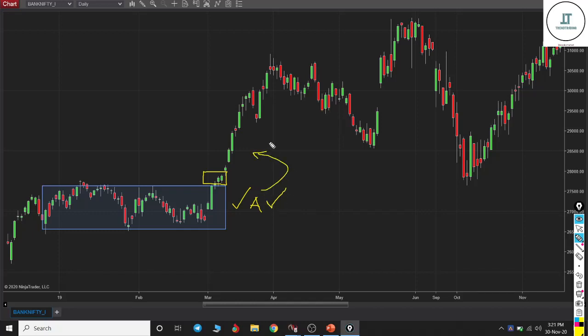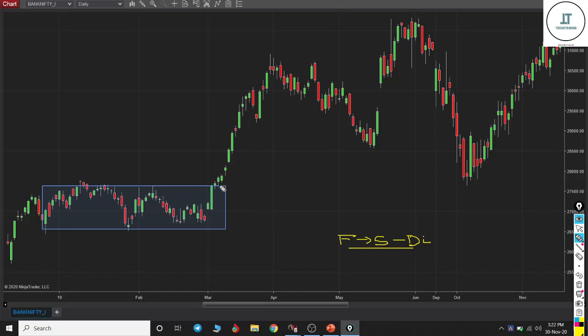Next comes the markup phase. In the last video, as I mentioned, markup phase and markdown phase are faster, stronger, and price moves in the direction of the breakout in most cases. So look at this move. Let me write it down again. Remember, this is very important: faster, stronger, and price moves in the direction of the breakout.